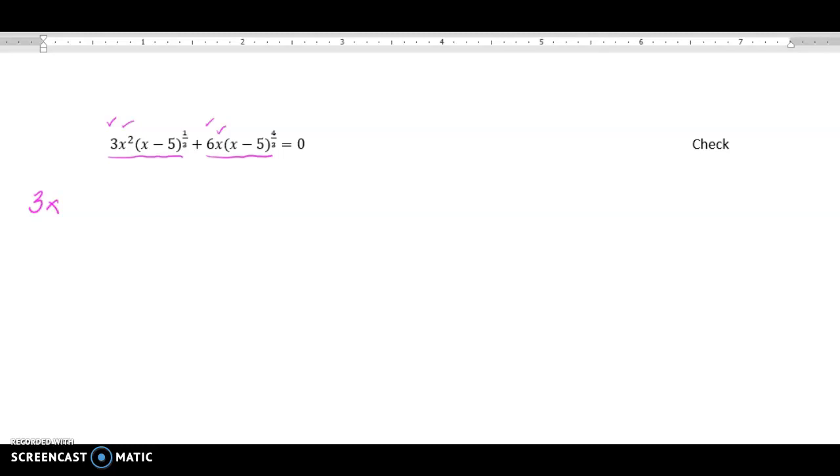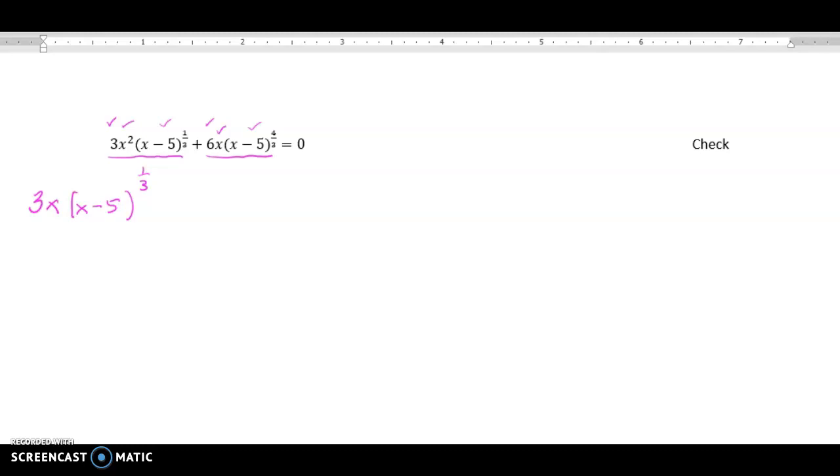And now this is the tricky part right here. Notice that this is x minus 5 to the 1/3 power, and this is x minus 5 to the 4/3 power. They actually do have x minus 5 to the 1/3 power in common. So they both, 4/3 has 1/3 in there.